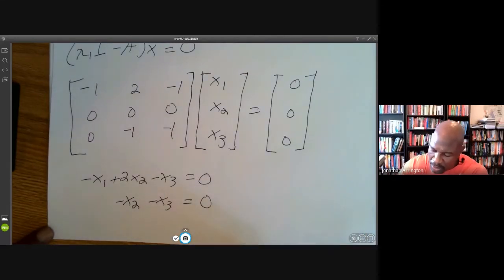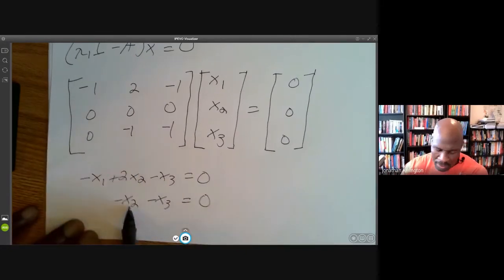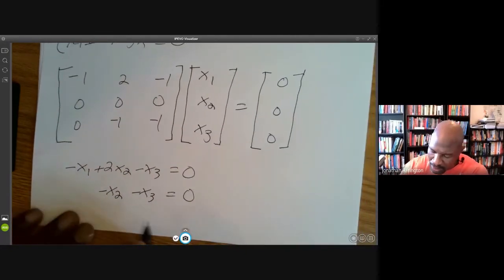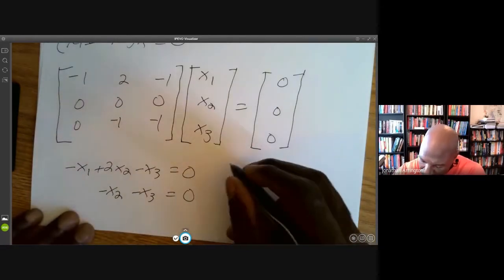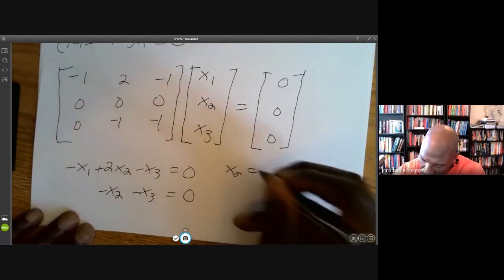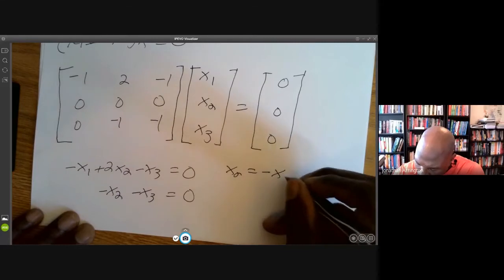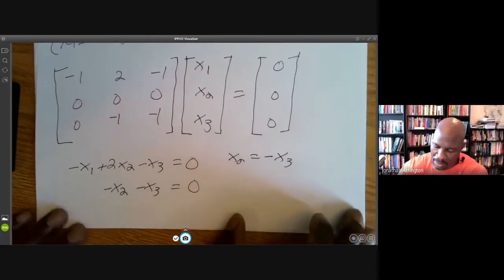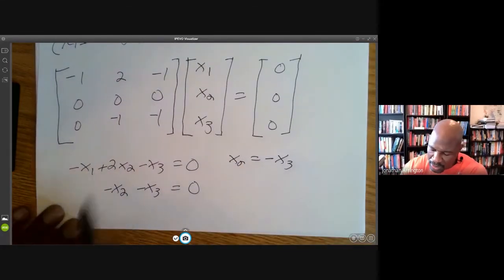One thing we know is that x2 is going to equal negative x3. That's obvious from here, but let's bring some relationship with x1 into this. Let's go ahead and state that from this equation, we can say that x2 is going to equal negative x3. All right, that's been established. So now let's get a relationship with x1.